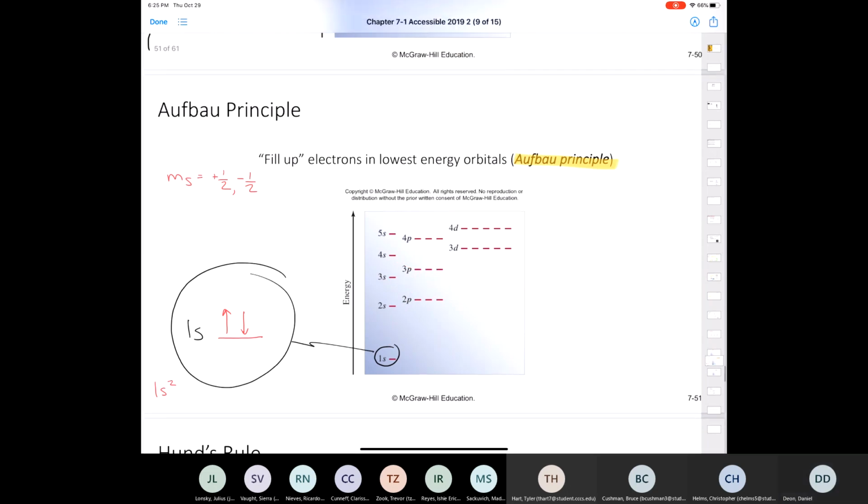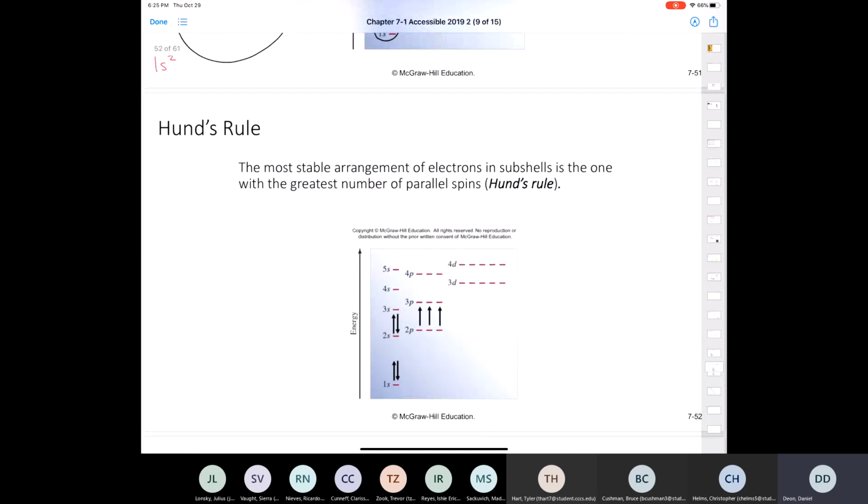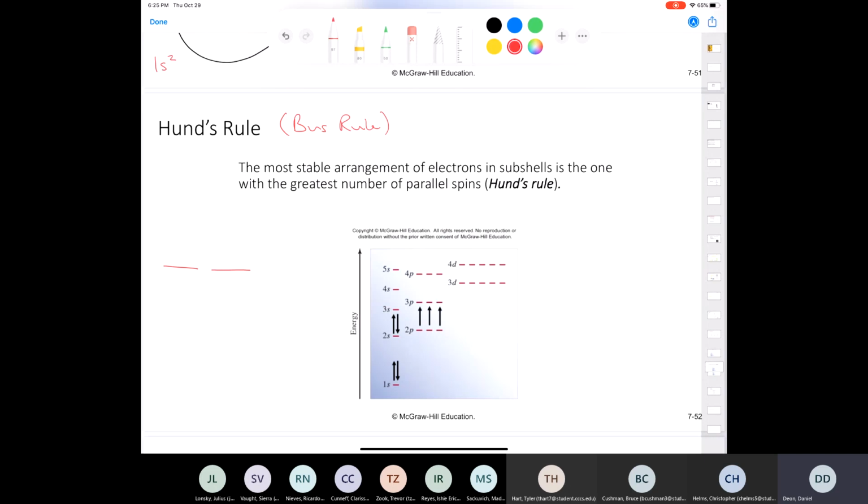The next rule is called Hund's rule. I call it the bus rule. Let's say you're getting on a city bus, and there's 1, 2, 3 seats. The first seat has a person in it, and the second seat has a person in it. Here's you. What are you going to do? Who can tell me which seat you would take? Would you take seat 1, seat 2, or seat 3?